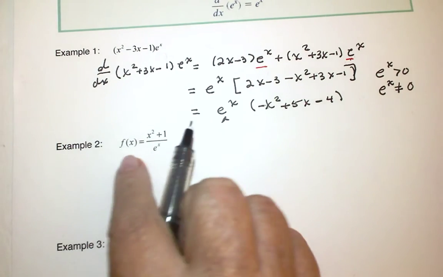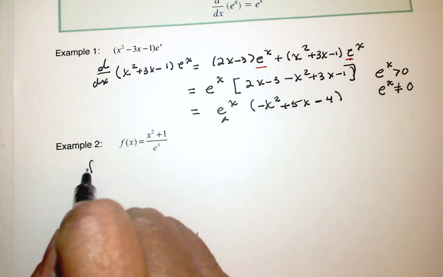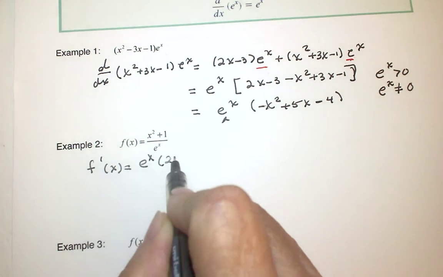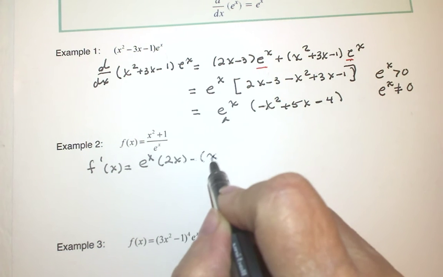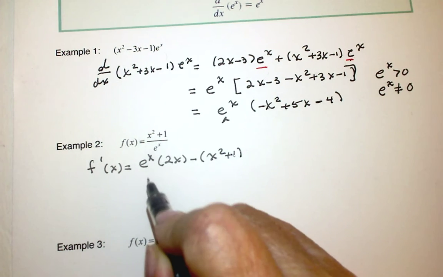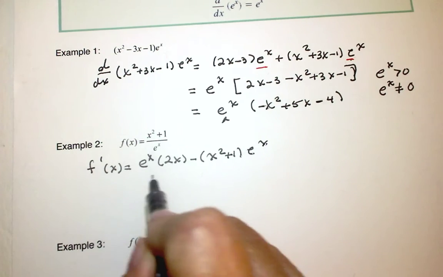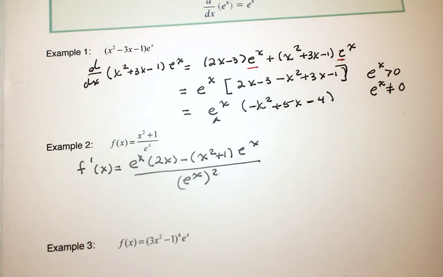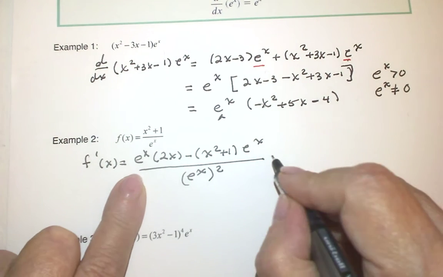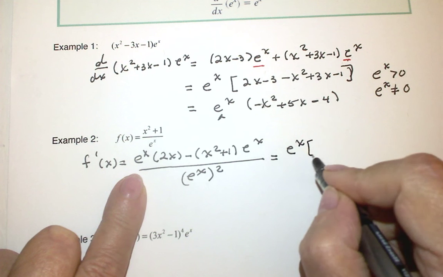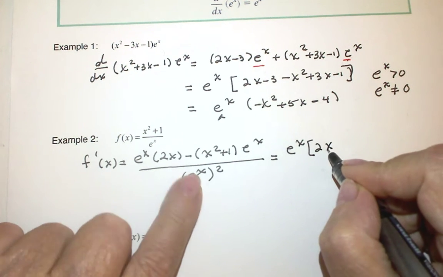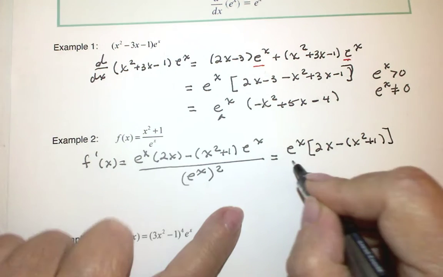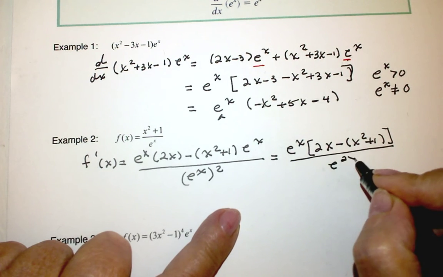Now I'm going to be looking for taking the derivative of this guy, so that f prime, this is quotient rule: bring the denominator up times the derivative of the numerator, minus the numerator times the derivative of the denominator, that's just e to the x, all over the denominator squared. And again, you notice what you have is a greatest common factor of e to the x. So that's going to give you a 2x minus x squared plus 1 all over e to the 2x.